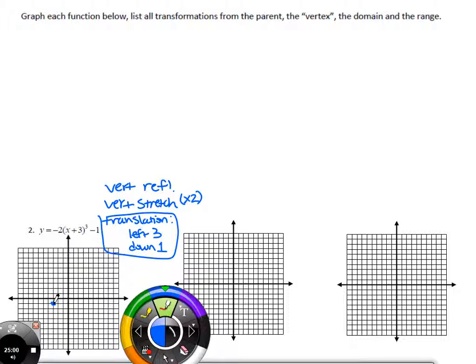Am I graphing a step function, absolute value, quadratic, or cubic here? Cubic, okay, because of the third power. So I have to remember that that means that it looks like this. How do I know that it looks like this? I memorized my parent function, okay?